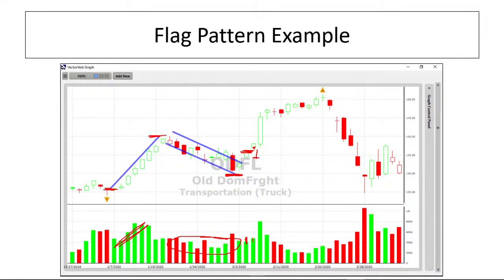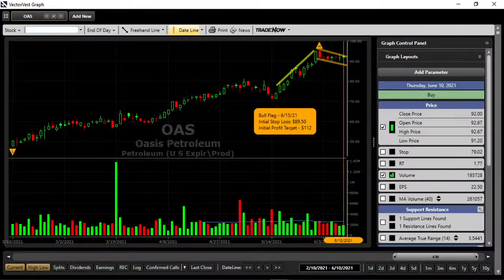Okay, let me show you a recent example. Here's Oasis, an oil company. Oil's been in favor for sure. Petroleum is our top sector in the program, and there's, I don't know, half a dozen petroleum industry groups at the top of the industry list as well. So this was a bull flag as of June 10th, wasn't it? It's the same pattern examples that I've been showing you.